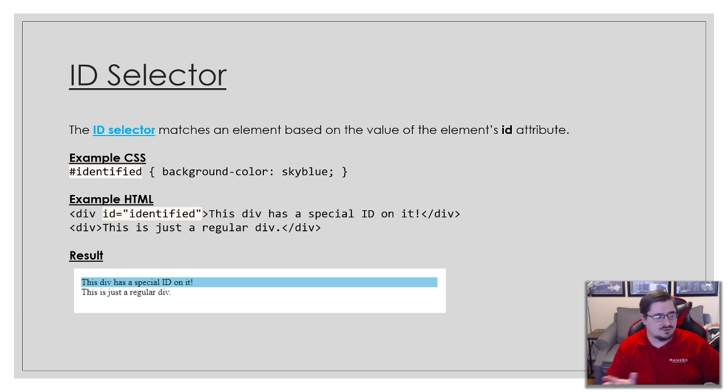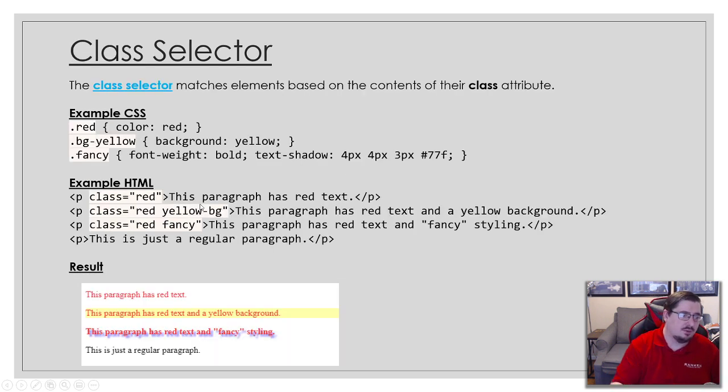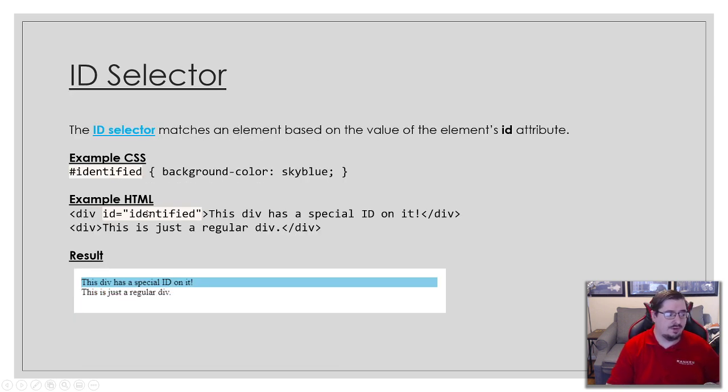So this is reserved for a specific element within the page, not a group of elements, which is what the class represents. The other thing to know is your element can only have one ID, right? So back here we can separate with spaces and have more than one class. You can't have more than one ID for a particular element.